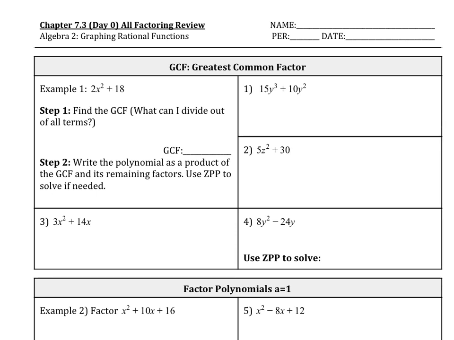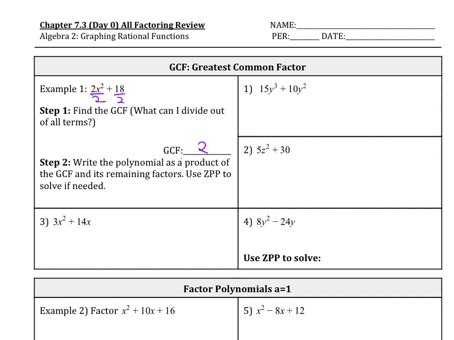Now sometimes it's just a number, sometimes it's a number and a variable, and sometimes it's just a variable. And then of course there's always the chance that sometimes there is nothing to divide out. Now in these cases, they all have a GCF. So in this, we have 2x squared plus 18, and so we can divide out a 2. So the GCF is 2.